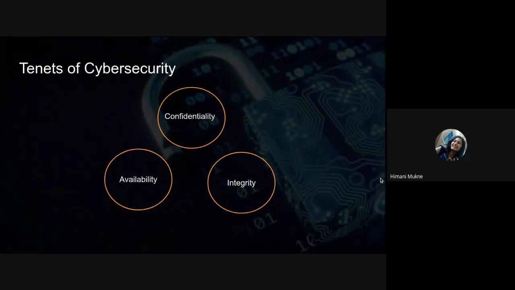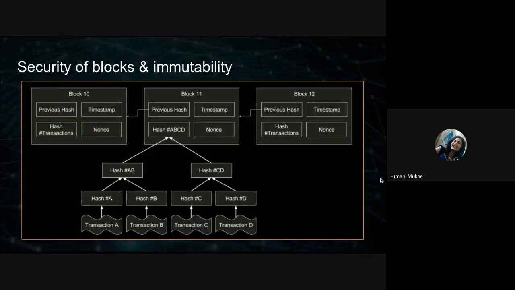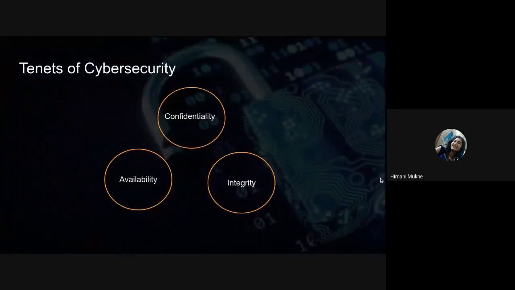Next important tenet, so if you can go back, is the integrity feature of cybersecurity. So that's essentially guarding against improper information modification or destruction, and includes ensuring information non-repudiation and authenticity.